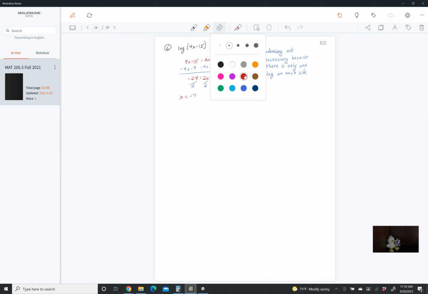Again, do not just assume that this is extraneous because we get a negative answer. You have to plug it in. Let's plug it in on the left first. 4 times negative 12 minus 15. And this is, in fact, less than 0. We don't have to bother with the other side. This is extraneous.